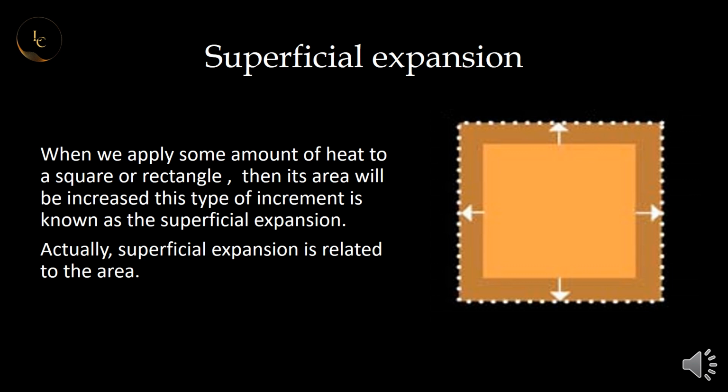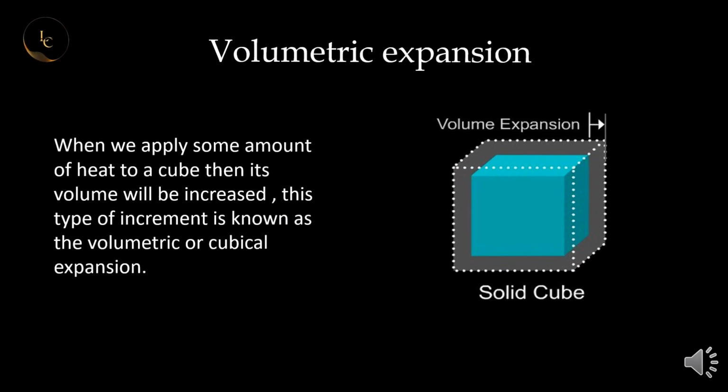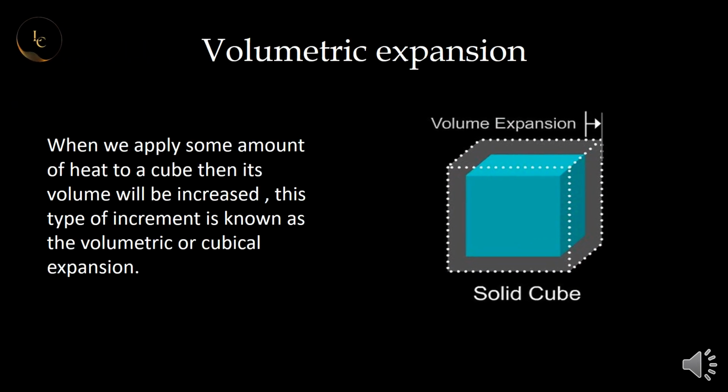Now we have superficial expansion. When we apply some amount of heat to a square or rectangle, then its area will be increased. This type of increment is known as the superficial expansion. Actually, superficial expansion is related to the area. Now we have the last type of expansion, that is volumetric expansion, and it is related to the volume. When we apply some amount of heat to a cube, then its volume will be increased. This type of increment is known as the volumetric or cubical expansion.